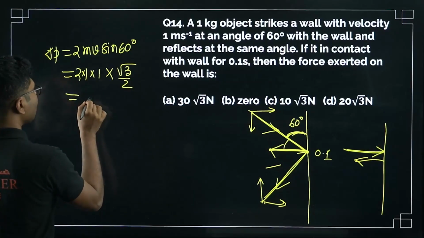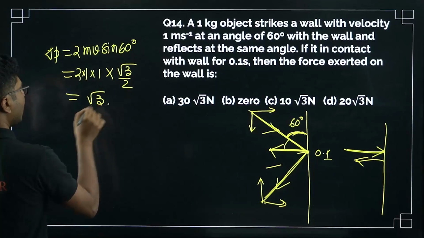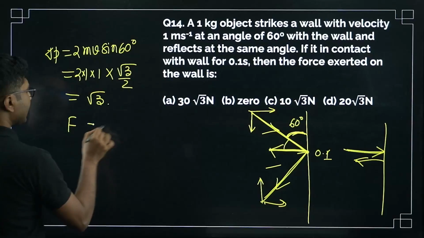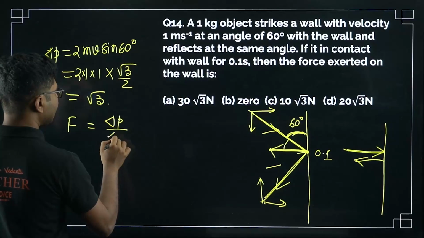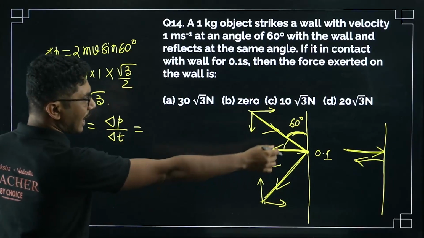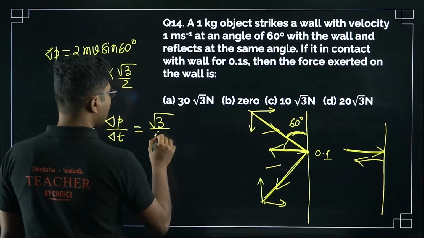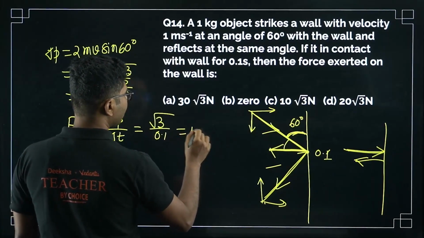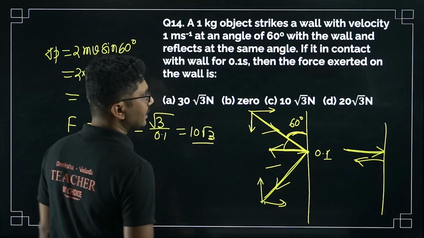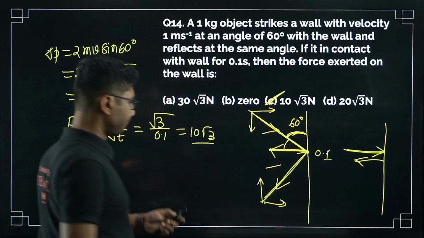So the change in momentum is √3. Now what is the force? Force is change in momentum divided by change in time. The time of contact was 0.1 second, so it will be √3 divided by 0.1, that is 10√3. So the answer will be 10√3 Newton.